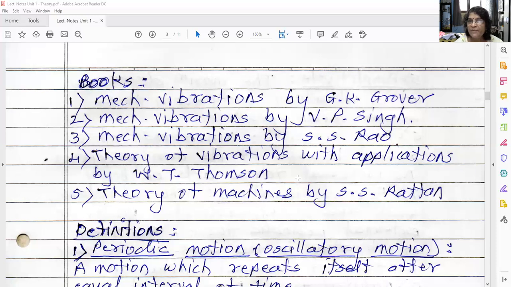Fourth is Theory of Vibration with Applications by Thompson. Usually PG students refer to this book. And the fifth one is Theory of Machines by S.S. Ratan. The one chapter, that is balancing, is given in this Ratan, and also some types of vibrations are mentioned in the Theory of Machines.